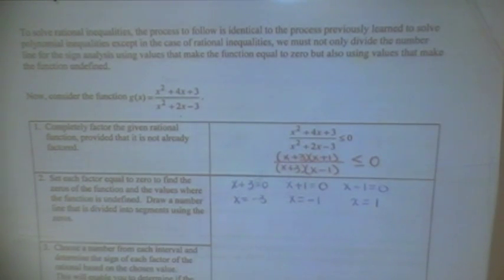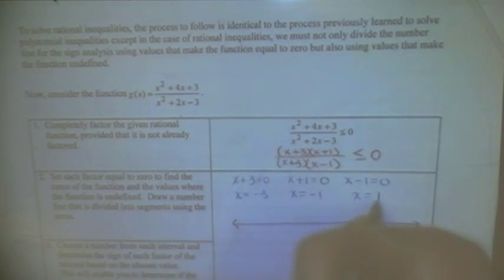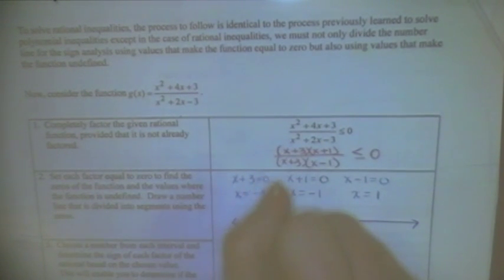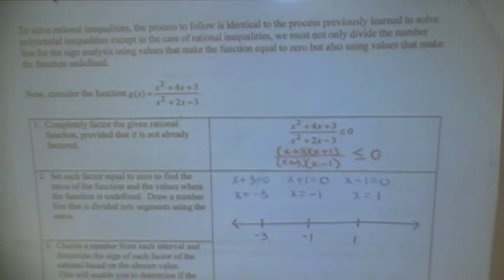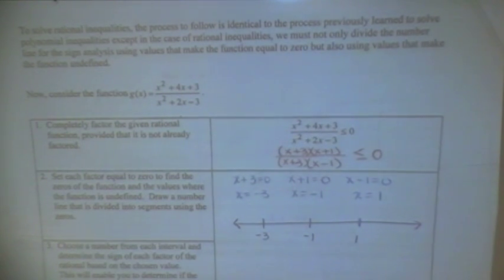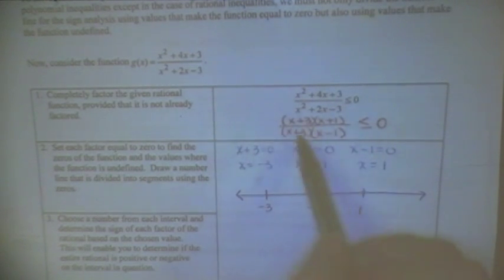Alright, draw a number line that is divided into segments with these zeros. So, negative 3, negative 1, and 1. Now we are going to choose a number from each interval and determine the sign for each factor based on the chosen value. So we've done this before. You don't even really have to calculate. We just want to figure each piece. So if you notice, in your factored equation, I'm going to have 1, 2, 3, 4 pieces each time.